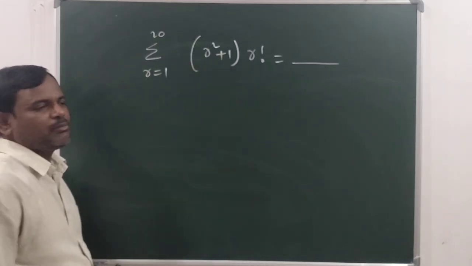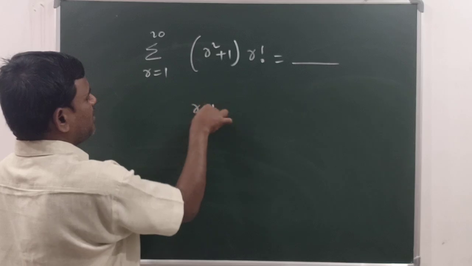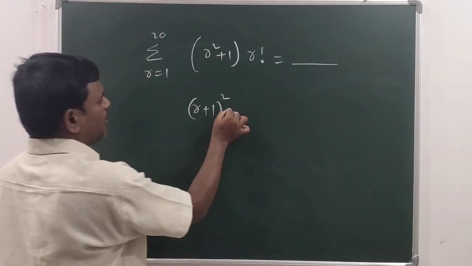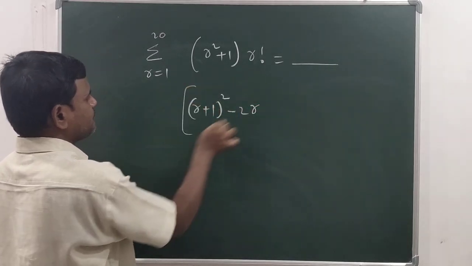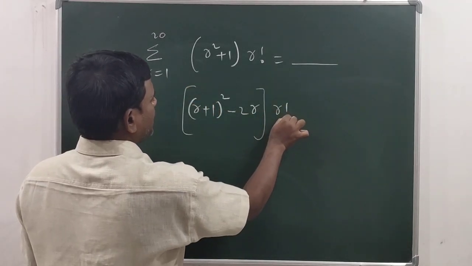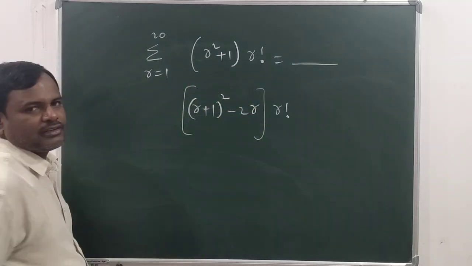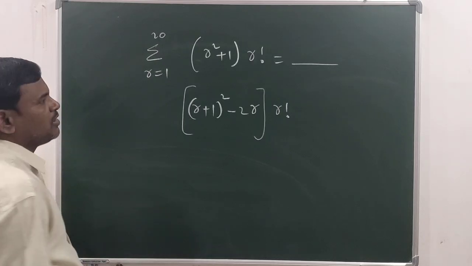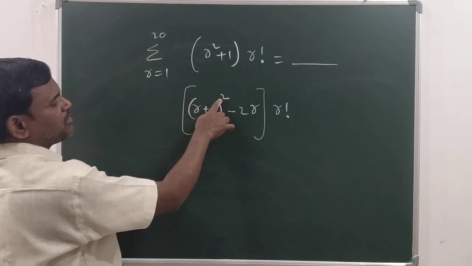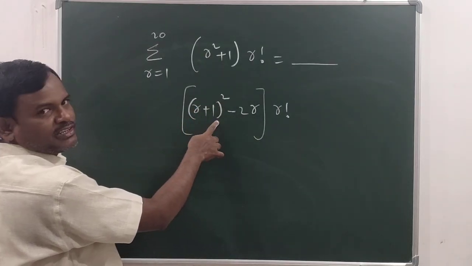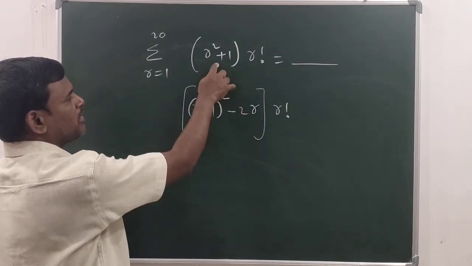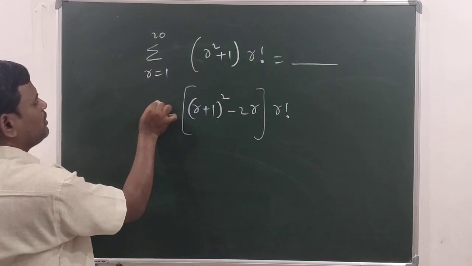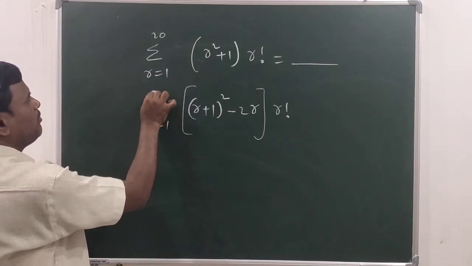In the place of r square plus 1, I would like to write (r plus 1) whole square minus 2r, into r factorial. This is only a bracket, not a greatest integer function, a normal bracket. So r square plus 1, you can write as (r plus 1) whole square minus 2r. If you want to expand it, r square plus 1 plus 2r, the 2r cancel, you will get this one only. Okay. Now before this, here r equal to 1 to 20 is there.